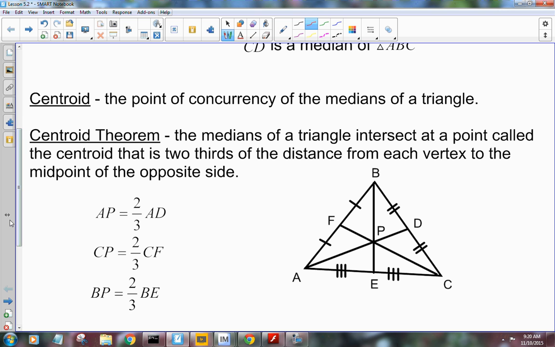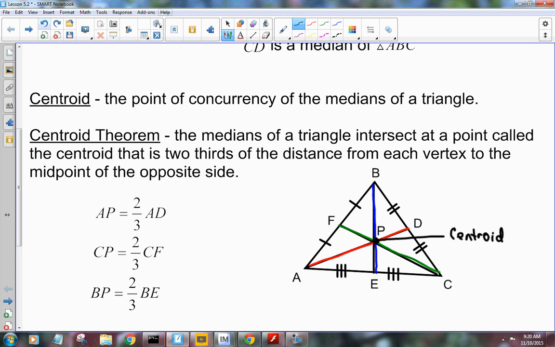Alright, now, if you draw all three medians of a triangle, they intersect at a point called the centroid. So, let's say this red AD is a median, my CF is a median, and my BE is a median. Going from a vertex to the midpoint of the opposite side. They all intersect at this point right here, and that point is called a centroid.